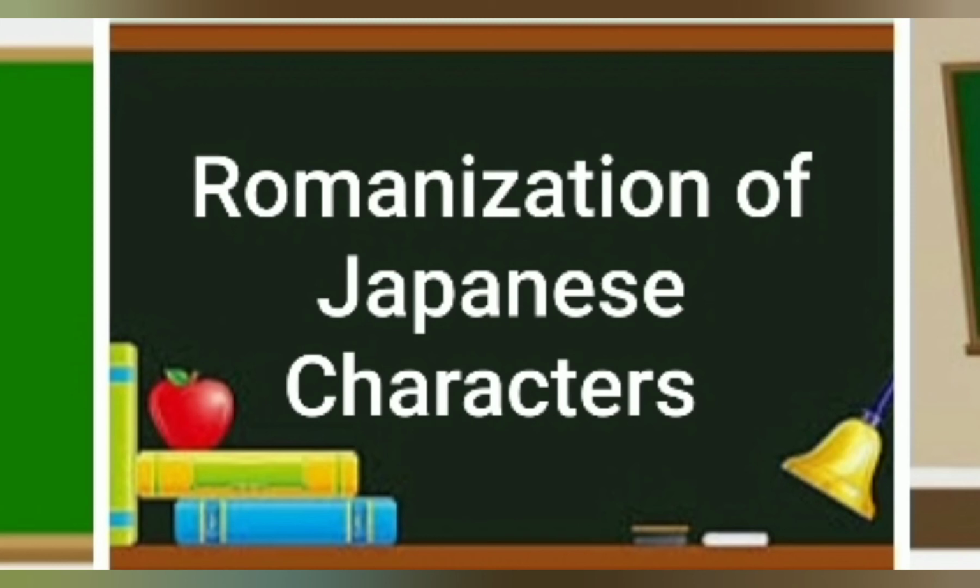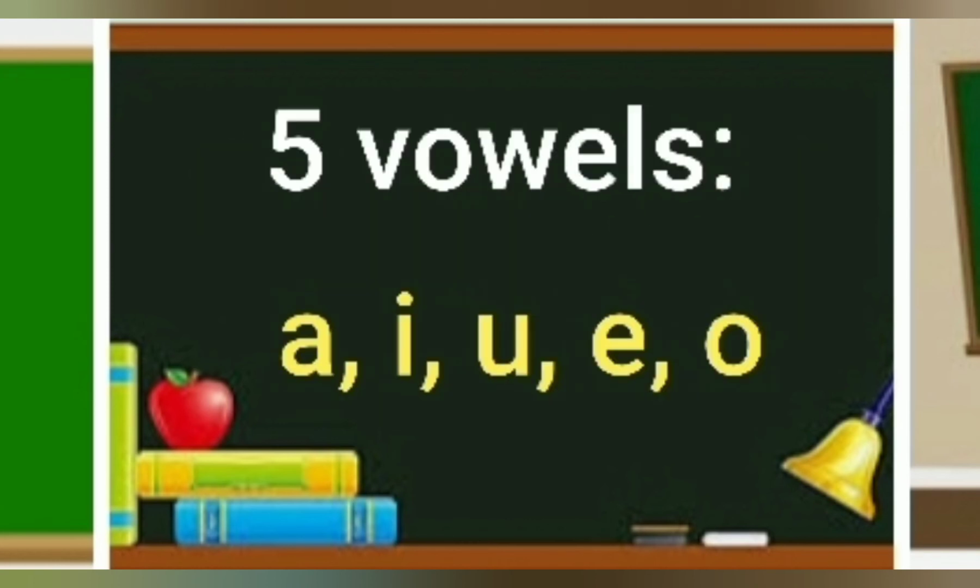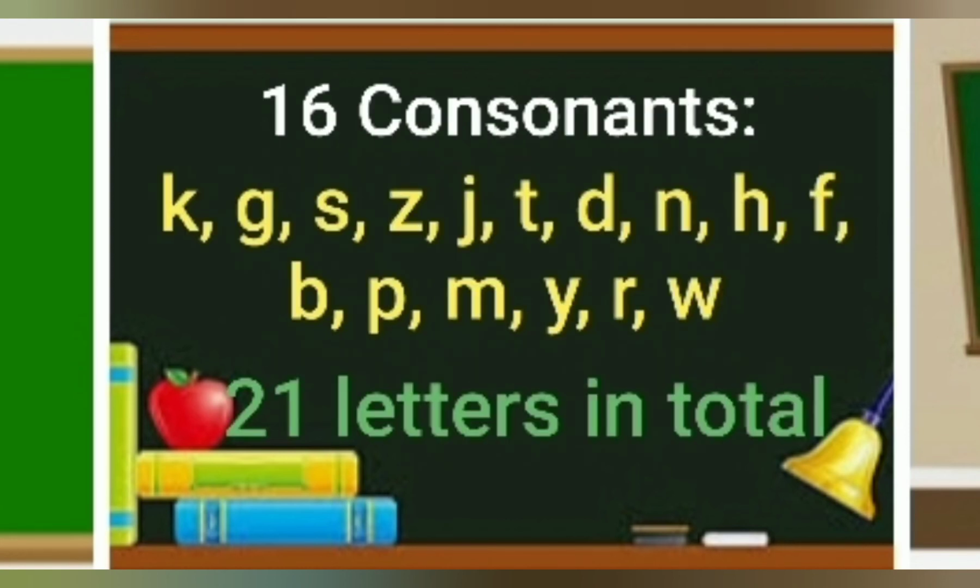Romanization of Japanese characters, or Romaji, is a system of writing in Japan using the English alphabet. When romanizing Japanese, we will only use the vowels A, I, U, E, and O, and consonants K, G, S, Z, J, T, D, N, H, F, B, P, M, Y, R, and W. That's 21 letters in total, 5 vowels and 16 consonants. The Japanese syllabary actually contains fewer letters than the English alphabet.